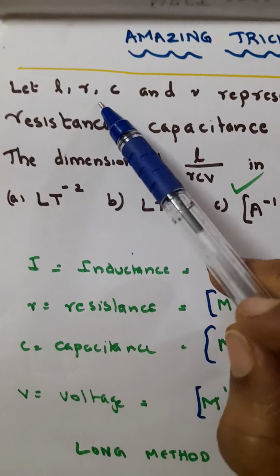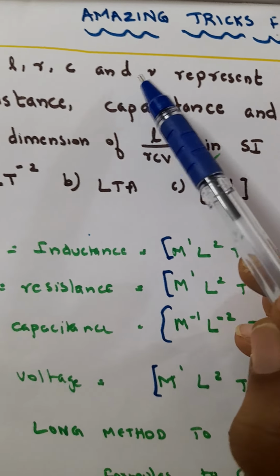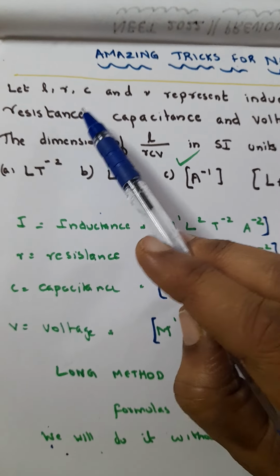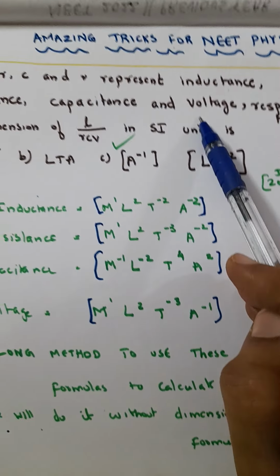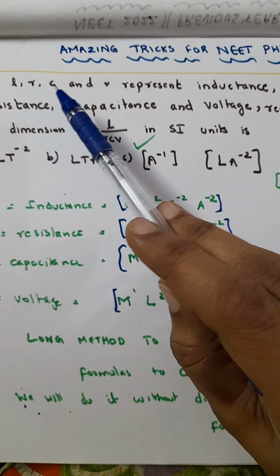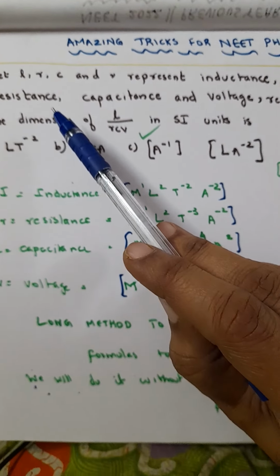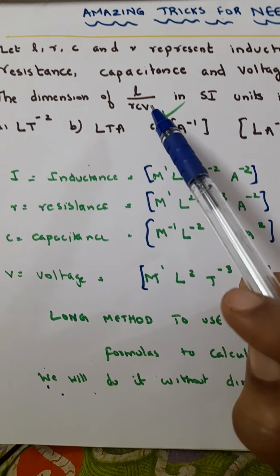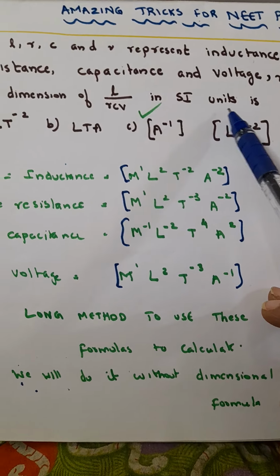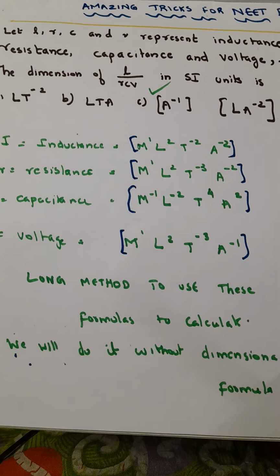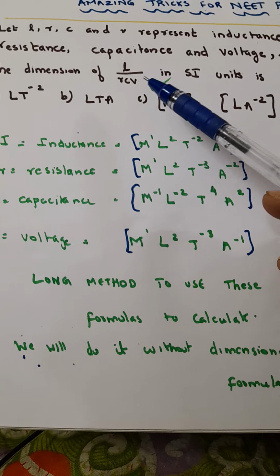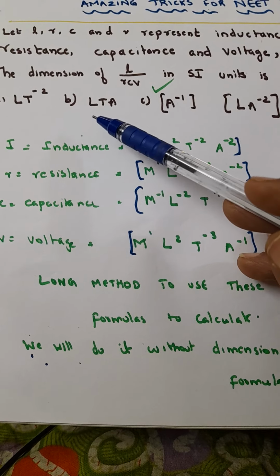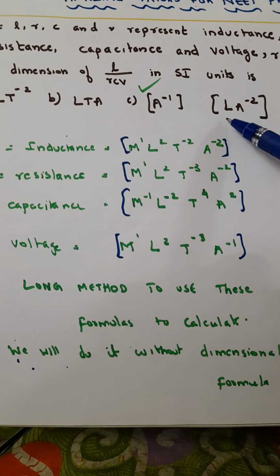Let L, R, C and V represent inductance. That is, L is for inductance, R is for resistance, C is for capacitance and V for voltage. So the dimension of L by RCV in SI units is what? That is the question they are asking you. So you have to find out the dimension of L by RCV in SI units. So the options are LT raised to minus 2, LTA raised to minus 1 and LA raised to minus 2.